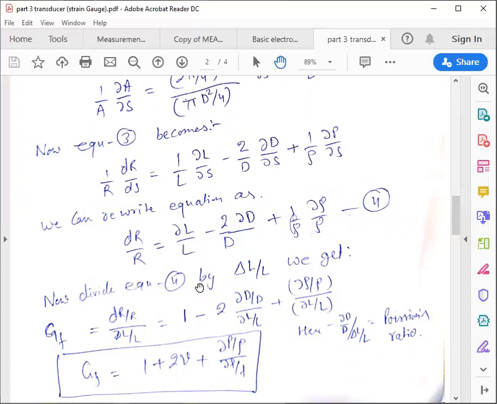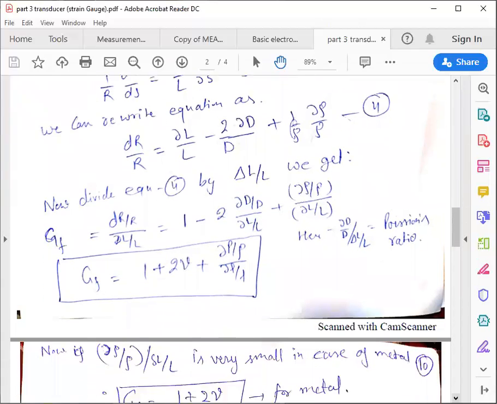Now divide equation 4 by delta L by L. So this term will be dR by R divided by delta L by L is equal to 1 minus 2 delta D by D divided by delta L by L plus delta rho by rho divided by delta L by L. And this term, delta R by R divided by delta L by L, is equivalent to the gauge factor. Gauge factor is equal to 1 plus 2v plus delta rho by rho divided by delta L by L. Here minus delta D by D divided by delta L by L is denoted by the term Poisson's ratio, which is denoted by v.